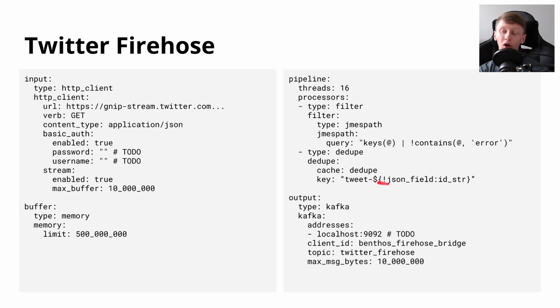So what we do here is we prefix it with tweet dash, and then we get the ID string of the message coming through. We could optionally leave the key empty, and what that would do is it would deduplicate based on the entire contents of the message, and you could hash it. But in this case, we didn't want to hash. We just wanted the ID string. And then finally, everything gets sent out to Kafka.